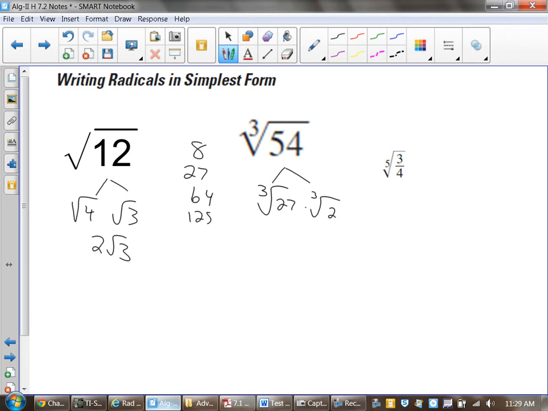What's the cube root of 27? 3. So your answer is 3, cube root 2.